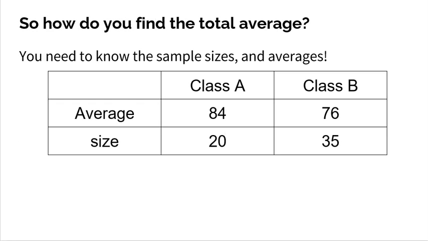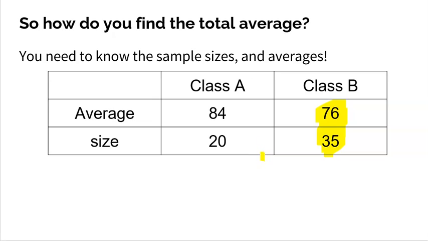If one class has more students, then the average from that group is worth more or weighted heavier. So how do we find the total average when we have this problem? Well, first, we need to know both the sample sizes and the averages from both classes. So here we go. Class A had an average of 84, sample size of 20 kids. Class B had an average of 76 with a sample size of 35. So we see already that Class B had more students.